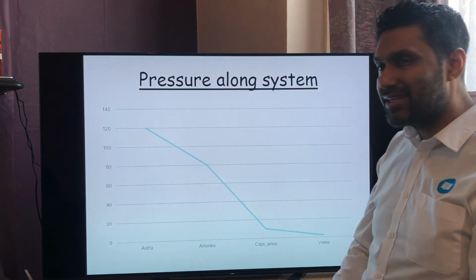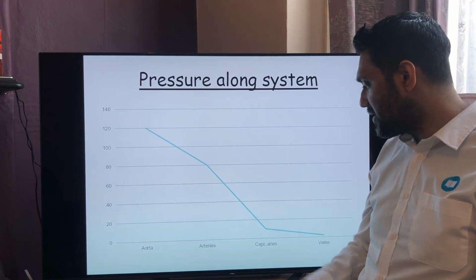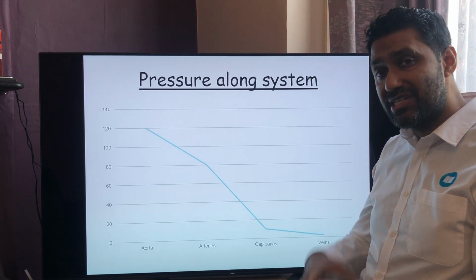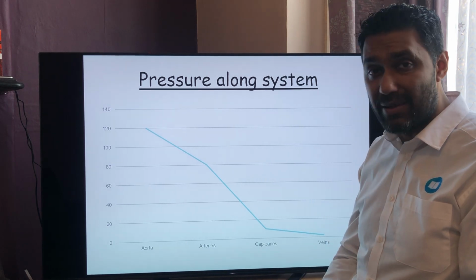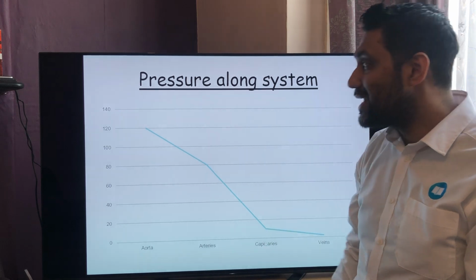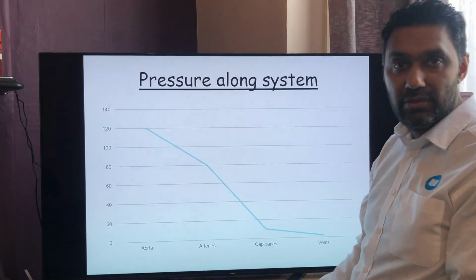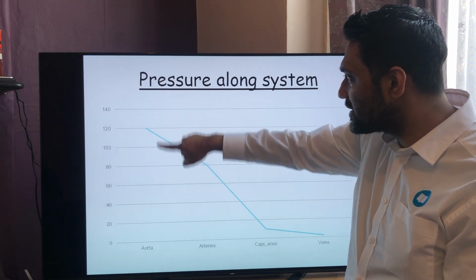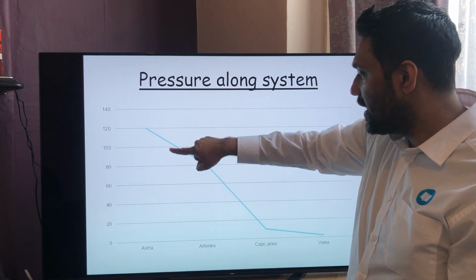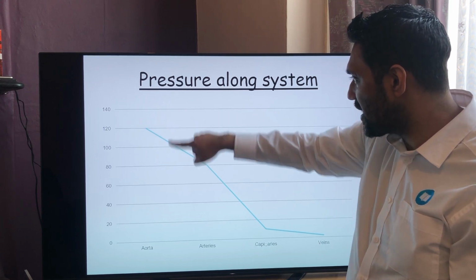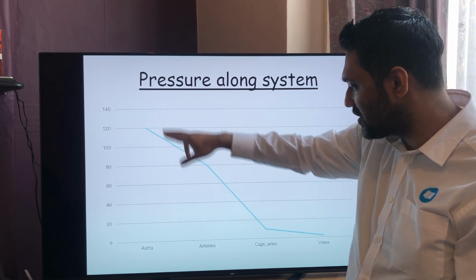Now, something I didn't mention in our last video, but it links in with this one: the pressure gradient along the system. We need that massive squeeze, that massive systolic pressure, because it causes that surge. Now, if you look in your textbook, which I'm not actually supposed to be using on the screen, what you see is a jagged line here in the aorta. So it goes to 120 and you'll see this jagged line here. My graphical skills meant I couldn't do that on this graph.